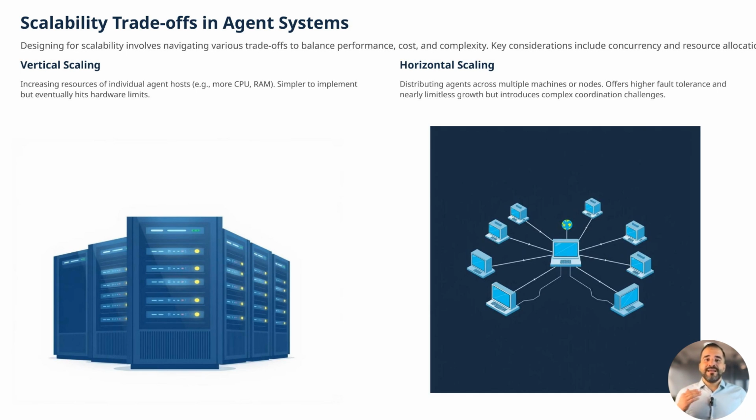Scalability in agent systems relies on a careful trade-off between performance, cost, and complexity. Vertical scaling, adding CPU cores, RAM, and faster storage, yields immediate throughput gains with minimal code changes, but soon hits hardware limits and diminishing returns. Horizontal scaling spreads agent processes across multiple nodes, providing near unlimited growth and fault tolerance through redundancy, yet introduces challenges in state synchronization, consensus mechanisms, and internode communication latency.